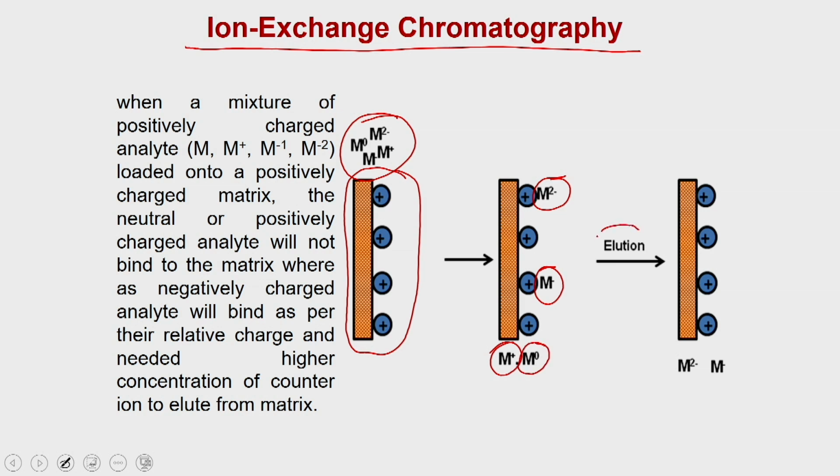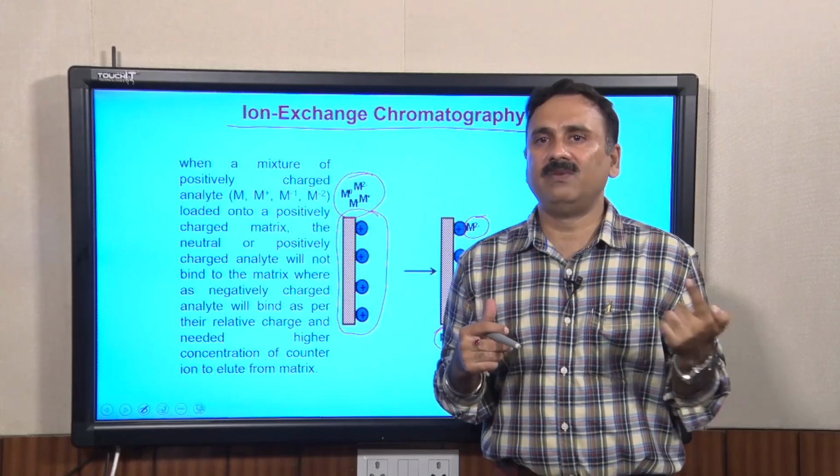And after that, you do an elution, which means you change the conditions in such a way that the M minus will come out first and the M2 minus will come out later, because M2 minus has 2 negative charges. So, it will have a higher affinity to this particular matrix compared to the M minus, which is going to have 1 unit of negative charge.